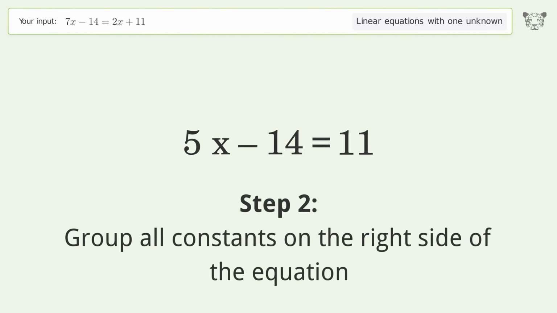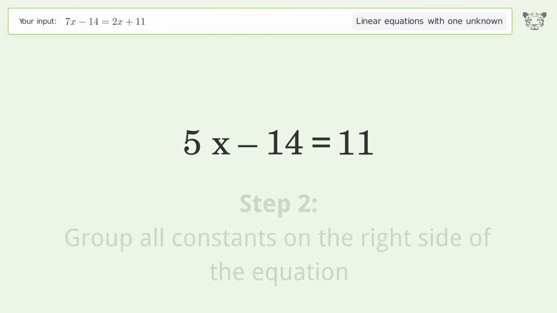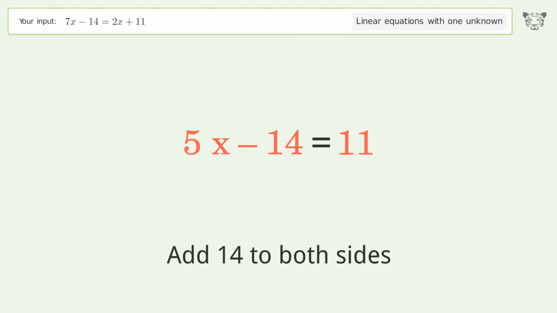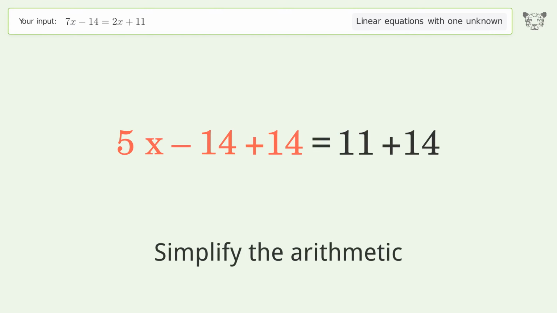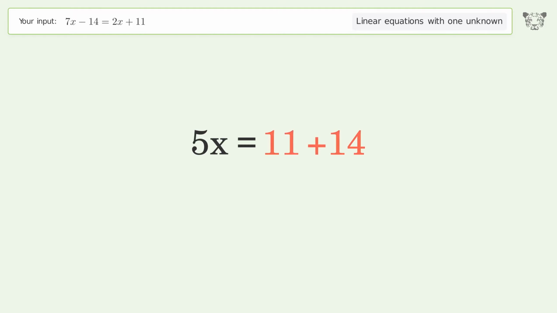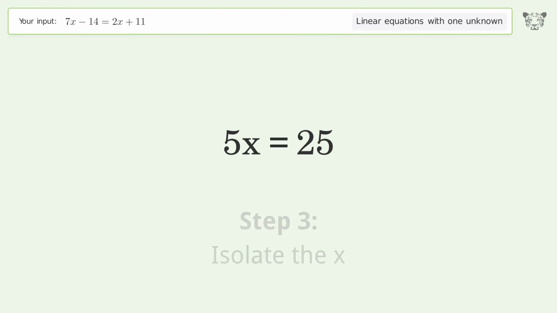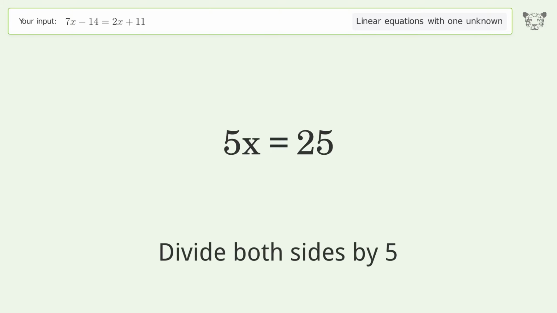Group all constants on the right side of the equation. Add 14 to both sides. Simplify the arithmetic. Isolate the x. Divide both sides by 5.